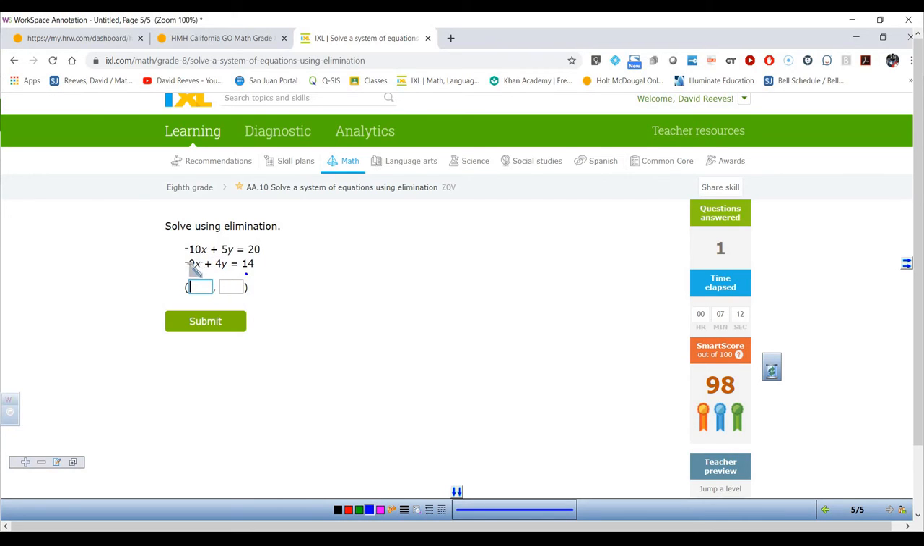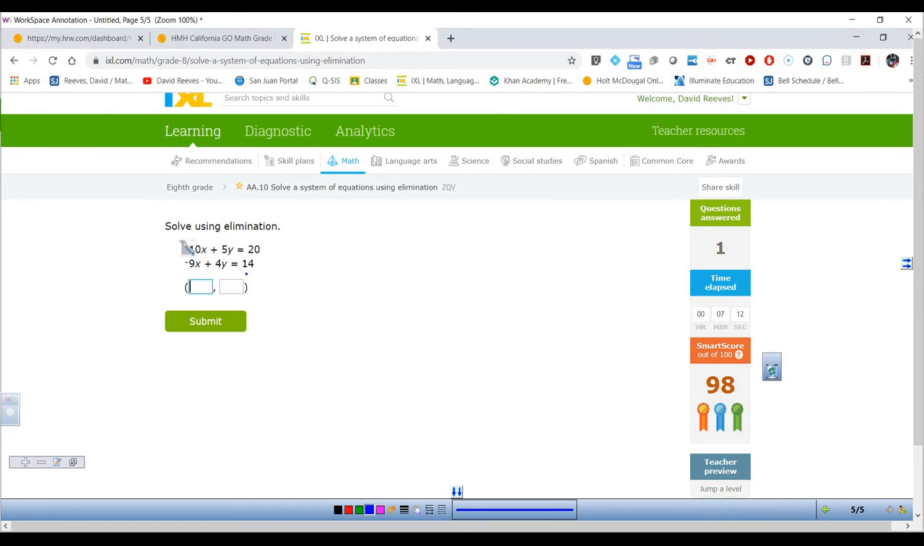Now, 9 and 10 are not multiples of each other, and 4 and 5 are not multiples of each other, which means I'm going to have to multiply both equations. So I'm either going to find something 10 and 9 both go into, which I think 90 is probably my best option, or 5 and 4 both go into, which is what, 20? All right, so I'm going to go ahead and go with 5 and 4.